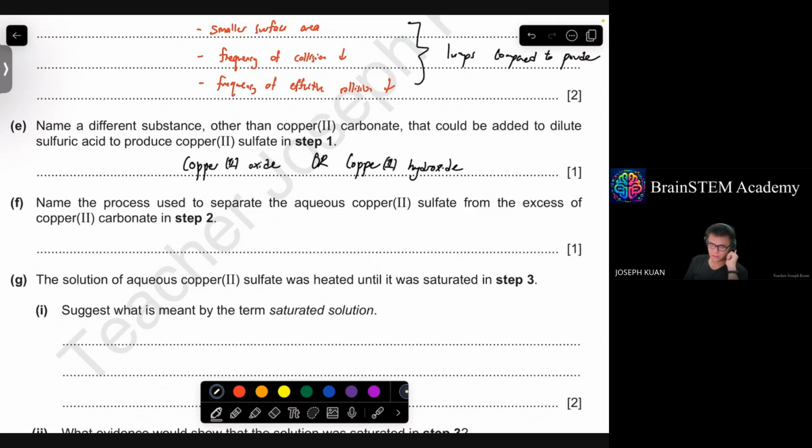For F, name the process used to separate the aqueous copper 2 sulfate from the excess of copper 2 carbonate in step 2. So we are removing solid from aqueous solution. That will be filtration. Quite simple.